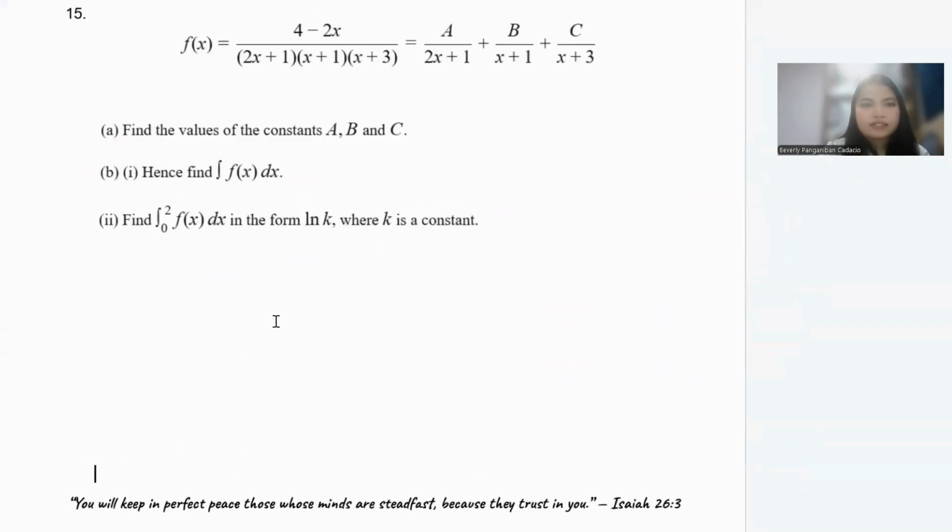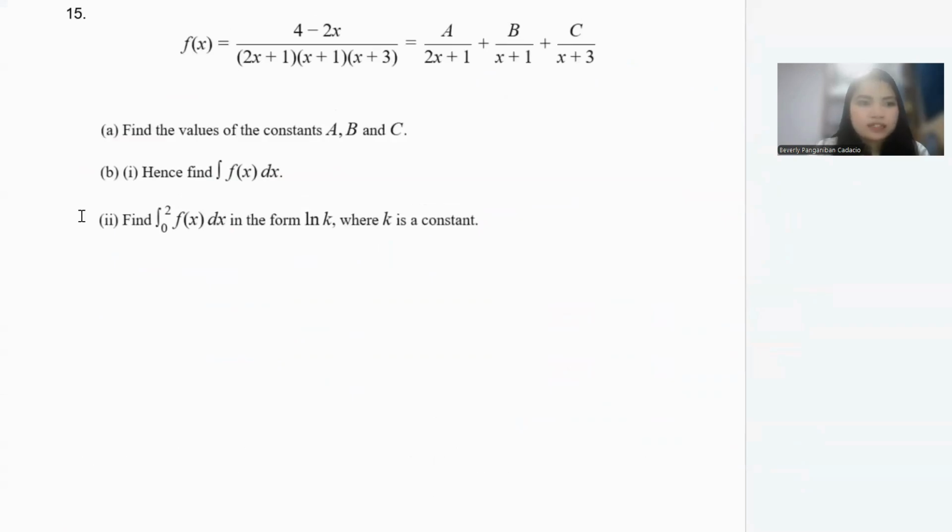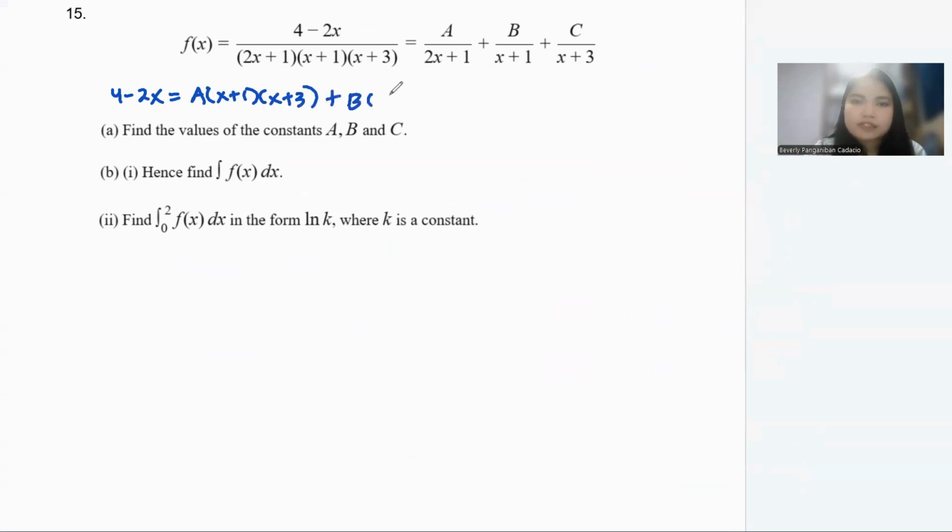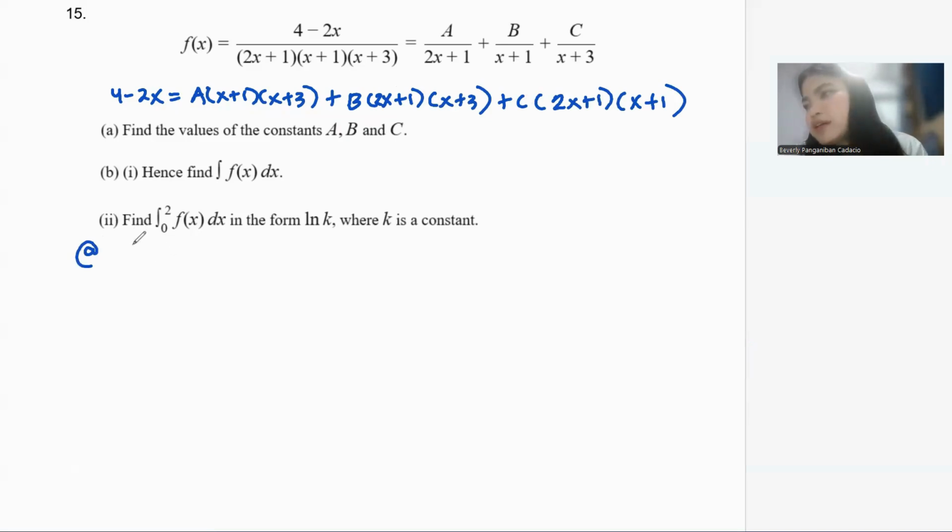Okay, so for the last one, I think this one is easy as well. So you're going to just do a simple partial fraction here. So you have 4 minus 2x is equivalent to A multiplied by x plus 1 multiply x plus 3. The same thing as we are doing that. B is 2x plus 1 multiply x plus 3. And then the C will be multiplied by 2x plus 1 and multiply by x plus 1. Okay, and then therefore your A, let's do substitution here. You can also use, yeah, let's do substitution.